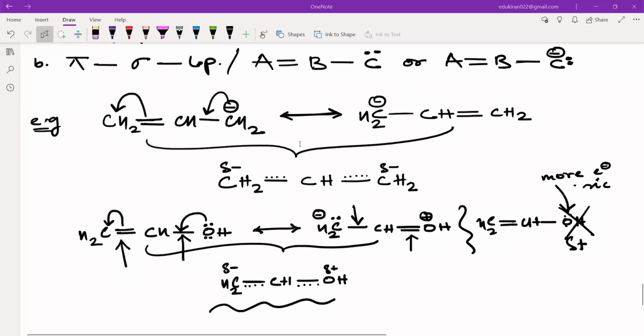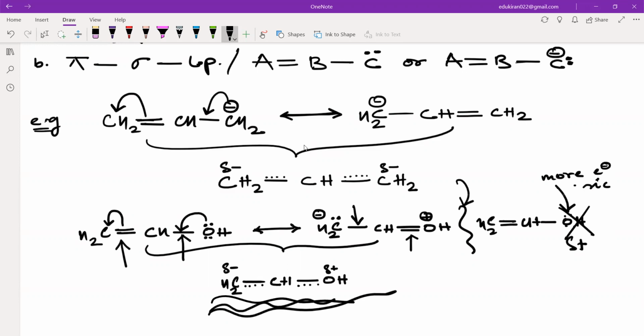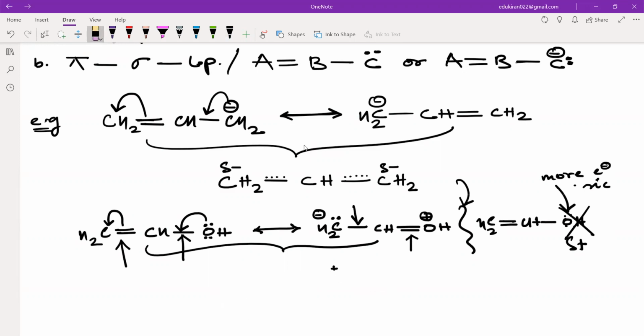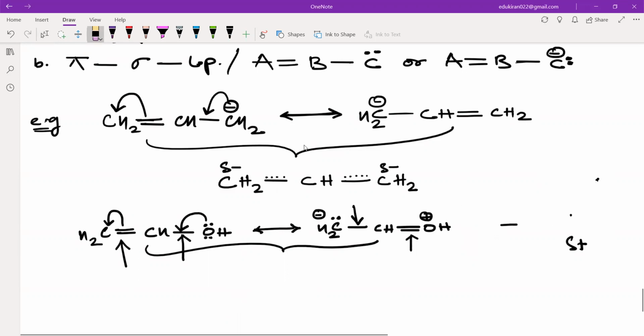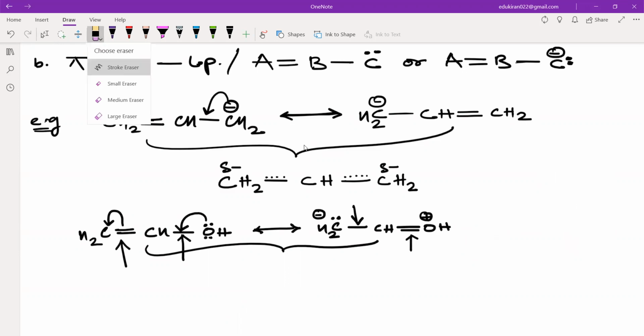Am I audible? Yes, sir. Where had we reached? Till what part did you hear? Did you hear till here? No, sir. Acha. What about this part? The second resonating structure? Yes, sir. Okay, you heard about that. Half of it. Okay, fine.